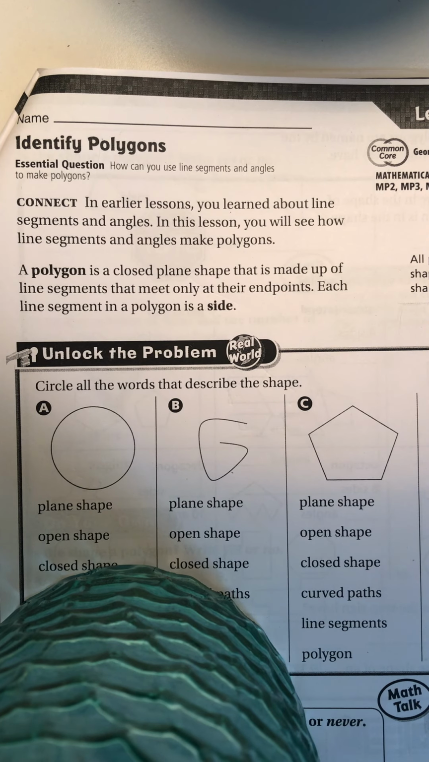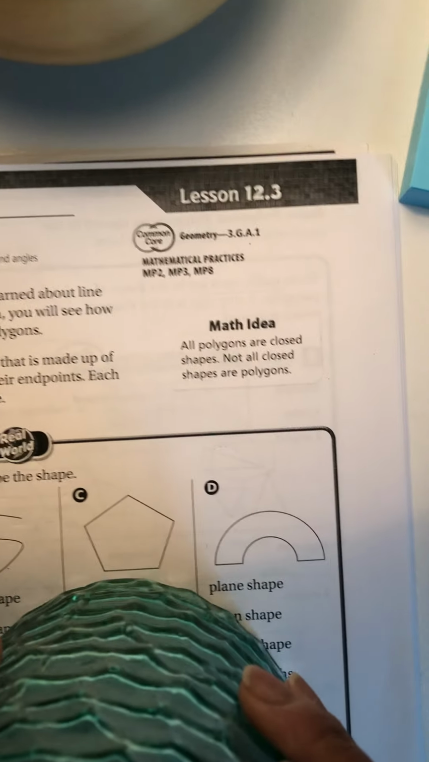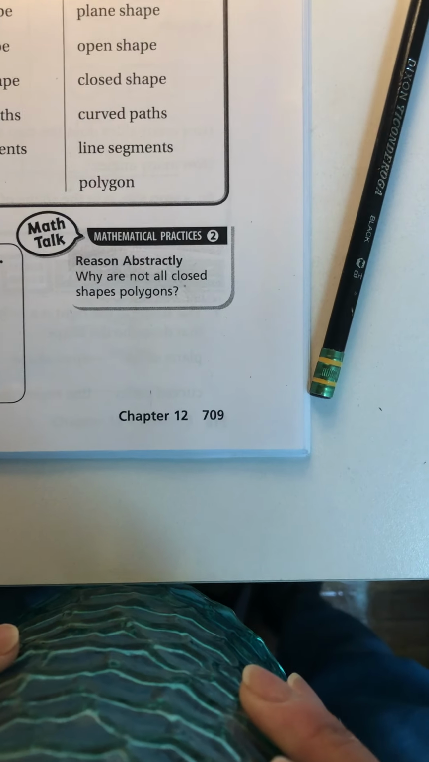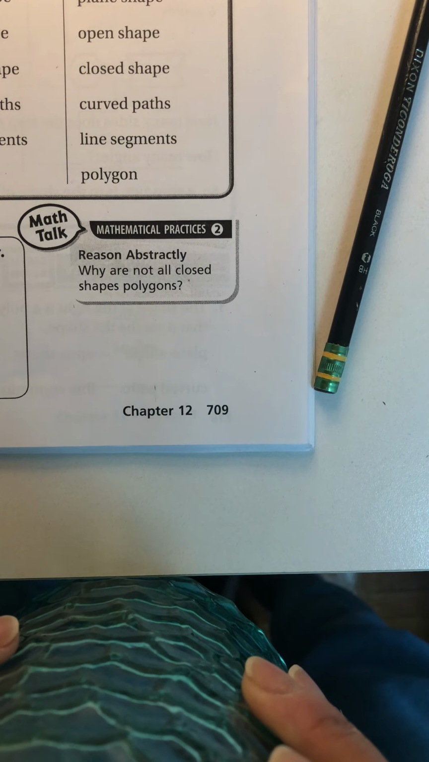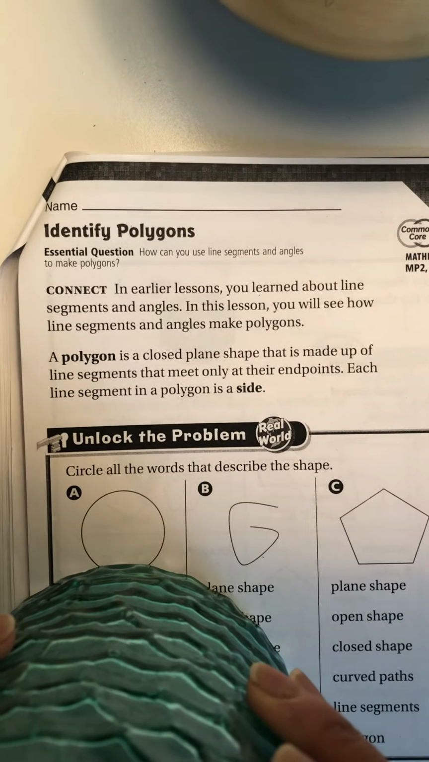Hello again, I'm back going over lesson 12.3. So in your Go Math packet, please find 12.3. This will be pages 709. I'll probably do 710 also. It also says at the top, identify polygons.